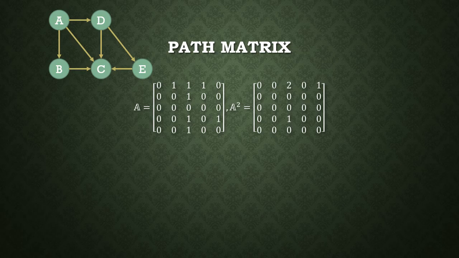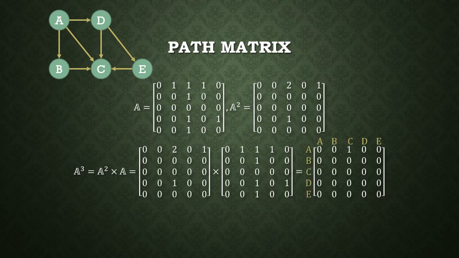Now I have the adjacency matrix and square of the adjacency matrix. Again, using matrix multiplication, I compute A cube. This matrix gives me all paths of length 3. Only one entry in this matrix is 1. All the rest are 0. How do I interpret this? There is a path of length 3 from A to C. From A move to D, then from D move to E, then from E move to C.